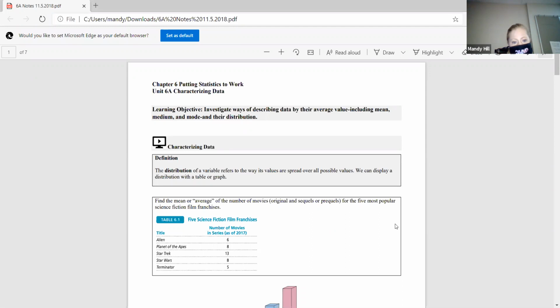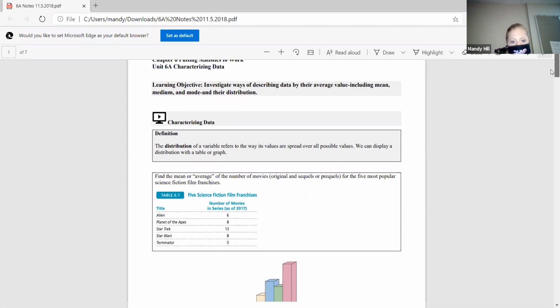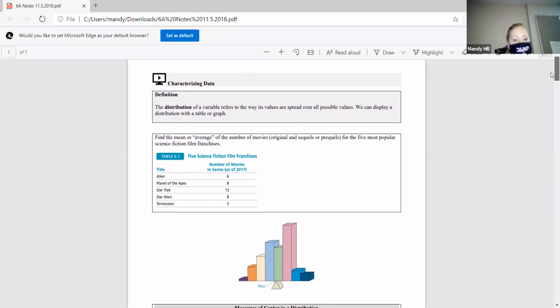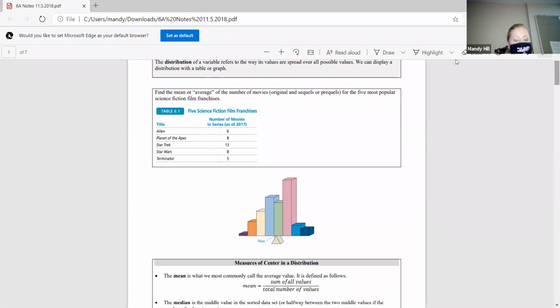says find the mean, or the average, of the number of movies, the original and sequels or prequels, for the 5 most popular science fiction movies. So they've got these 5 movies here. I guess the most common measure of central tendency, which we're talking about mean, median, mode, and range, all those things. Most of the time, the thing that you're most familiar with is the mean because it's the average, which is not always the best thing to do.